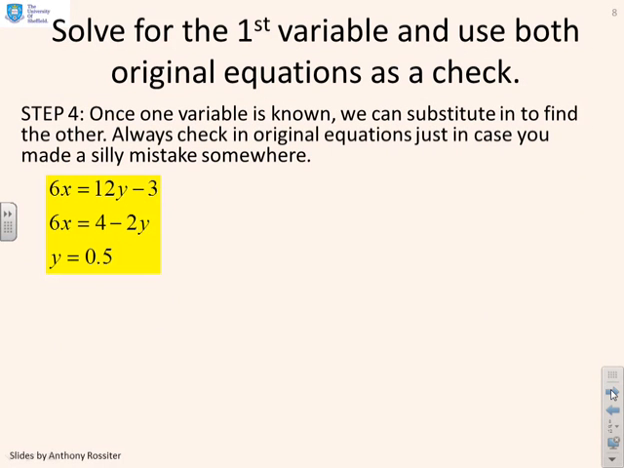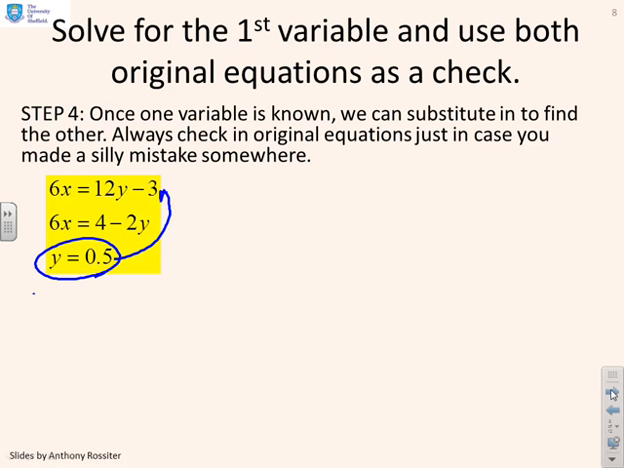Final step then. Now that we've solved for one variable, we can use that in one of the other equations to solve for the other variable, and then use the remaining equation as a check. So let's do that first for this example. So we've got y equals 0.5. Let's first of all substitute this into the top equation and see what we get.